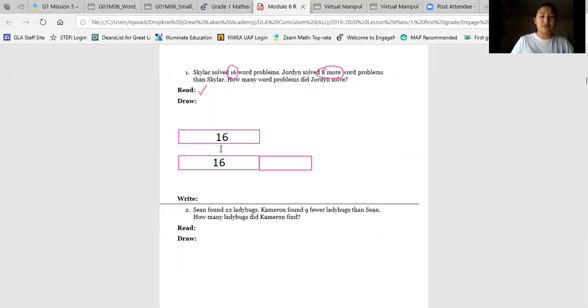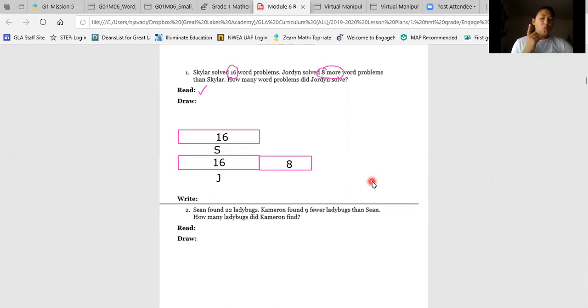Now let's add our labels. So we're going to label the top one S for Skylar, and the bottom one, we will label J for Jordan. Now there's a piece of information that's missing in my double tape diagram. Raise your hand if you know. Raise your other hand if you know. Touch your belly if you know. That's right. We have to put in the part where it says Jordan solved 8 more word problems in our tape diagram. So I need to put it right here to show that this amount is the total number of word problems that Jordan solved.